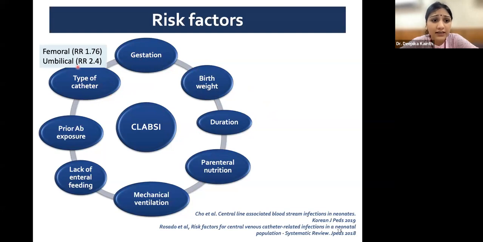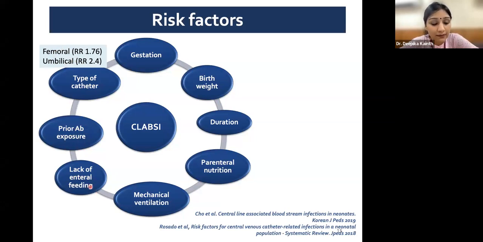However, it is seen that umbilical catheters are also as likely as femoral, and they are almost 1.5 to 2 times higher risk of CLABSI as compared to other catheters. And umbilical and femoral are more prone for CLABSI. Then history of prior antibiotic exposure. If there is a previous history of antibiotic exposure, it is possible that there are more organisms and more resistant organisms coming to the catheter site with the indwelling catheter and predisposing for a worse form of CLABSI.